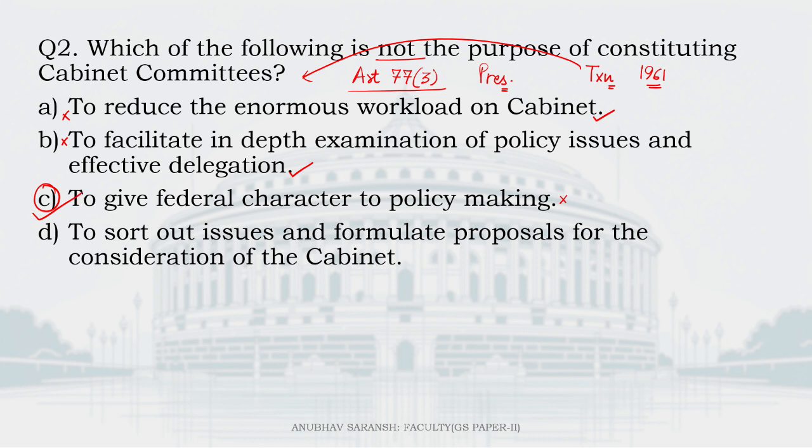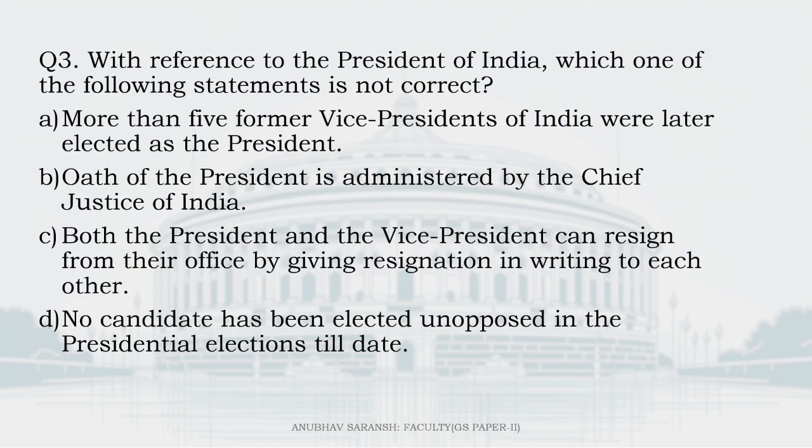Let's look at D as well. To sort out issues and formulate proposals for the consideration of the cabinet. This is also a purpose. Hence, cannot be the answer. The answer is C. Moving on to question number 3. With reference to the President of India, which one of the following statements is not correct? So again, we have to focus on the incorrect statement.